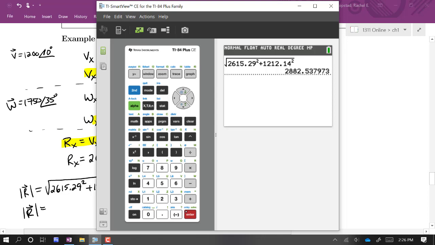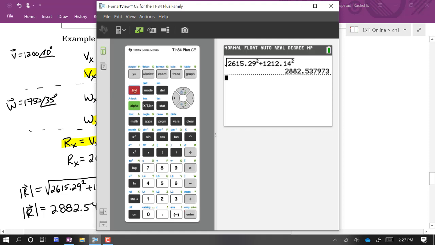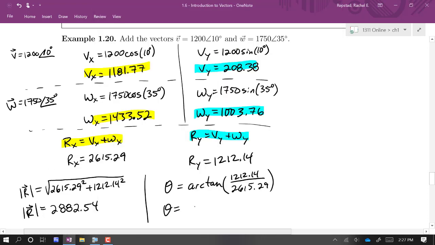We get 2882.54. And theta is arctan of the y component over the x component. So 1212.14 over 2615.29 inside an arctan function. We get 24.9 degrees.